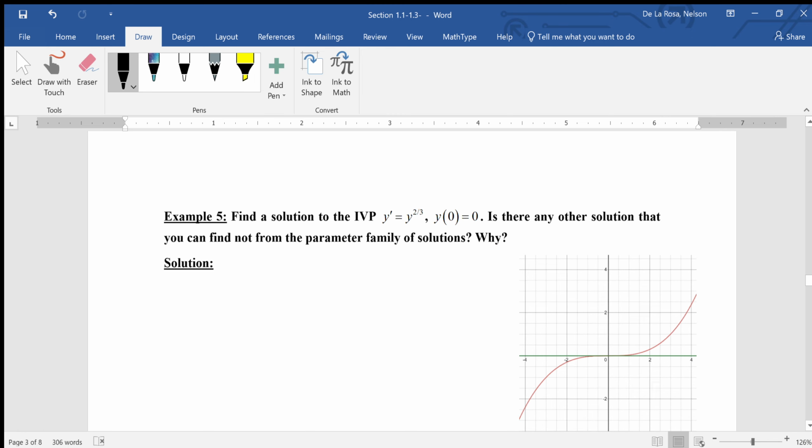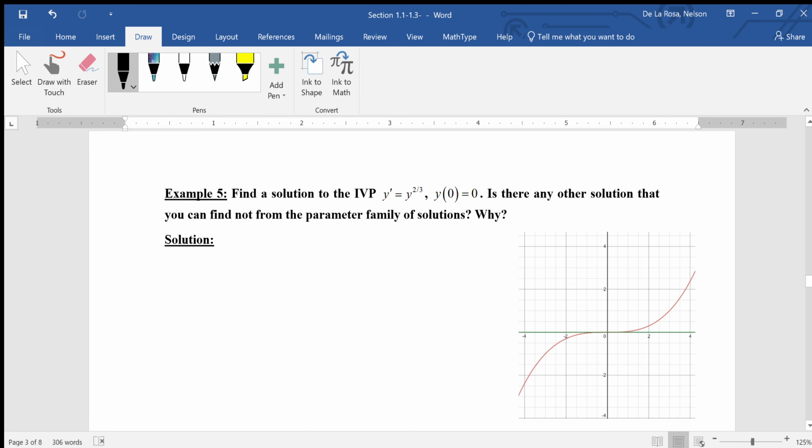Example 5. Find the solution to the initial value problem. Is there any other solution that you can find not from the parameter family of solutions? Okay, so well, the equation is this. y prime equals y raised to 2/3. And the condition is (0, 0). And then we need to find a family of solutions depending on a parameter. And we're going to see what the parameter is.